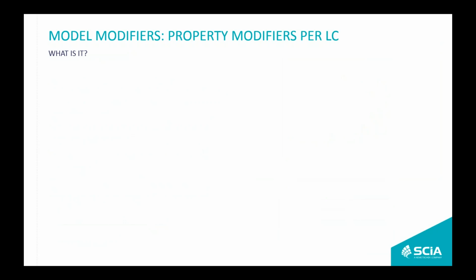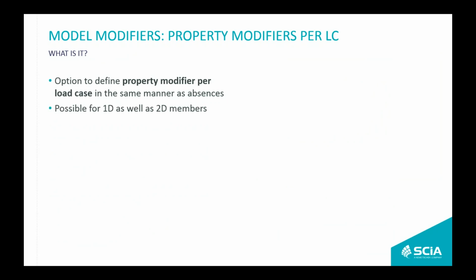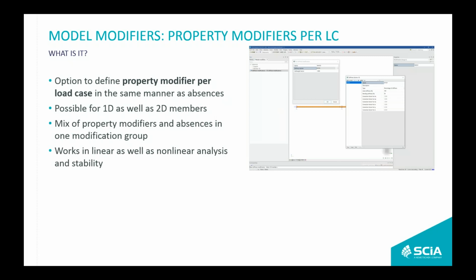So in terms of property modifiers, which are now grouped with absences, those were earlier called property modifiers, and these property modifiers are available for load cases in the same manner as absences. It is possible now to edit stiffness or mass ratio for 1D members and 2D members, and of course we are allowing to mix the property modifiers and absences in one modification group.